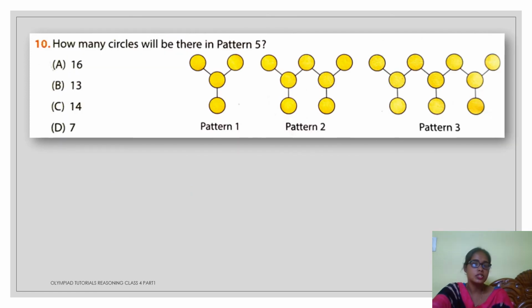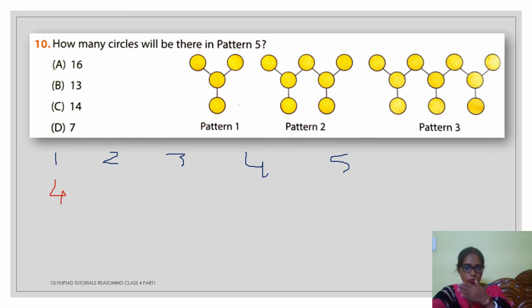So here is a question. How many circles are there in pattern number 5? So 3 patterns are given. We'll first number them: patterns 1, 2, 3, 4 and 5. We require 5 patterns. In pattern number 1, you will have 4 circles. In pattern 2, you have 7 circles. In pattern 3, you have 10 circles.